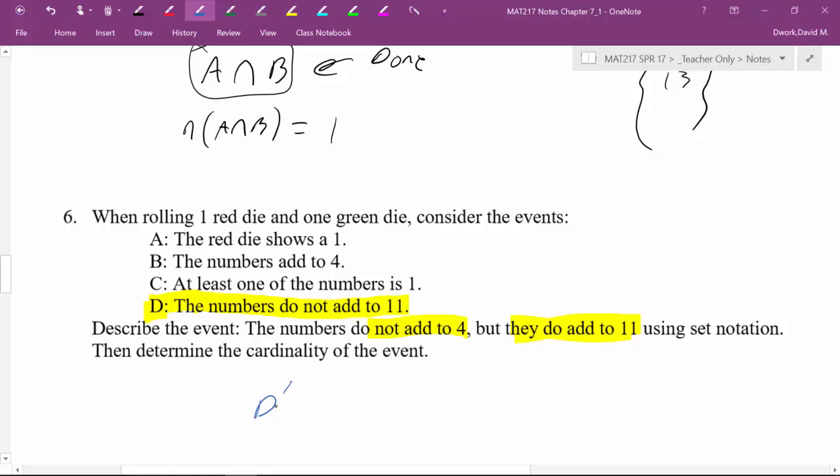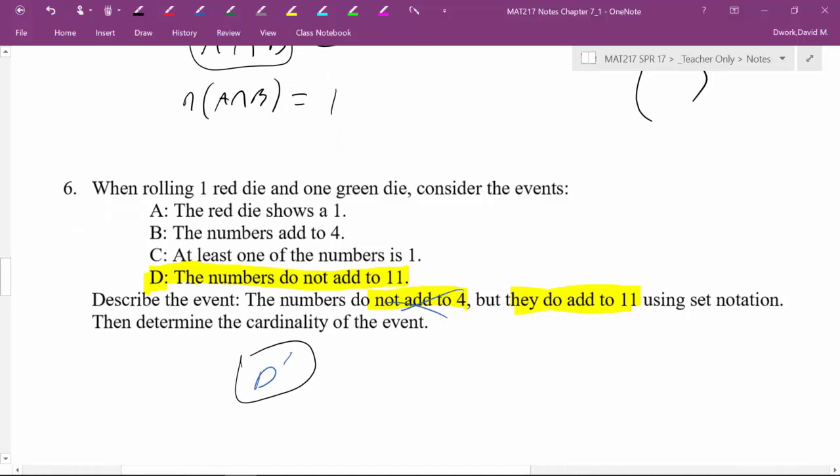Anyway, D complement will take care of that. Okay, and I don't need this "add to 4." That was just kind of extra stuff. All right, so now, oh, and we're done. That's it, right? That's all we need to know is that they add to 11. So hey, there's your answer.